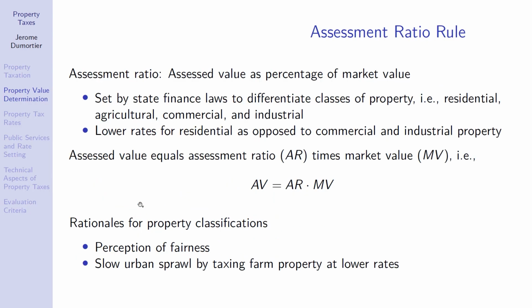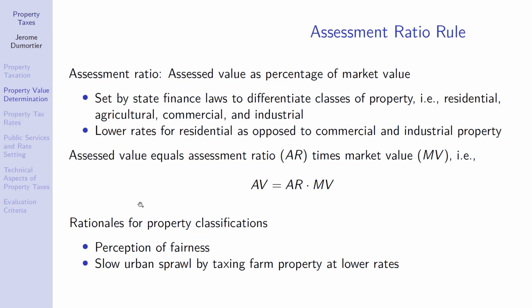Now, we talked about this before, that there's also the so-called assessment ratio. Basically, the assessment ratio is the assessed value as a percentage of the market value. Usually that is set by state finance laws to differentiate different classes of property, for example, commercial, residential, or agricultural property. Usually, there are lower rates for residential as opposed to commercial and industrial property.